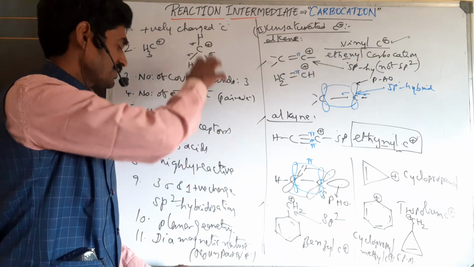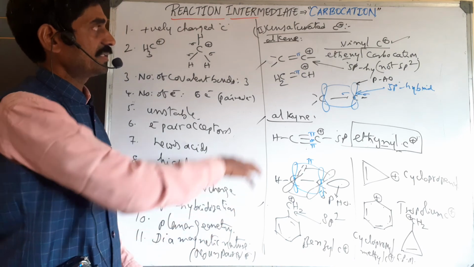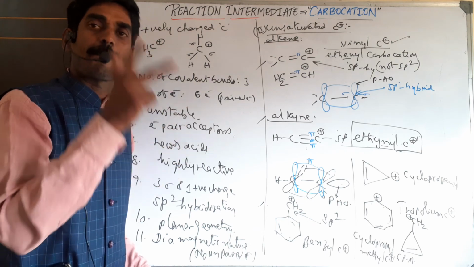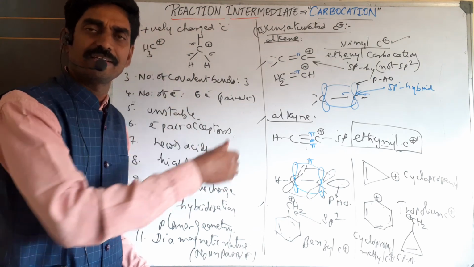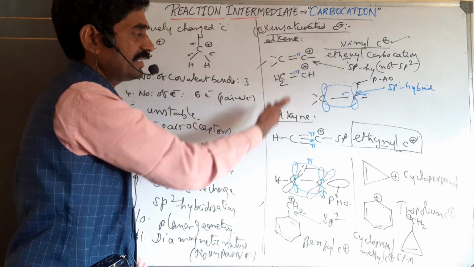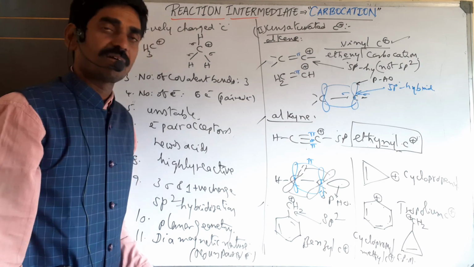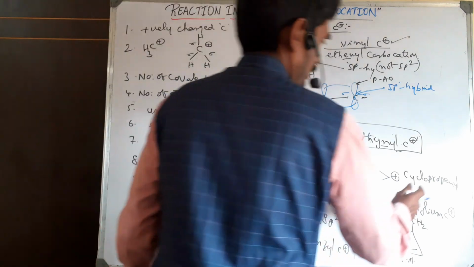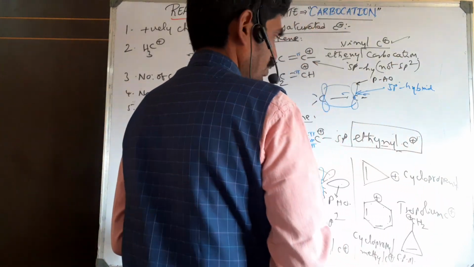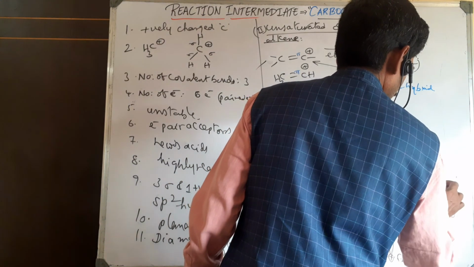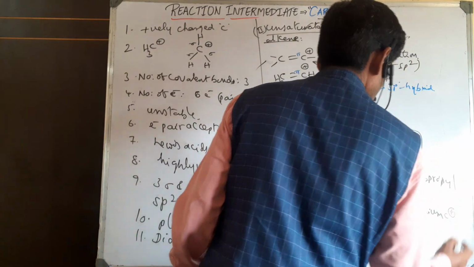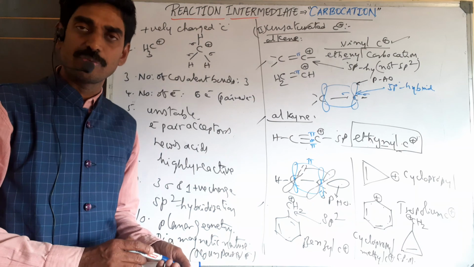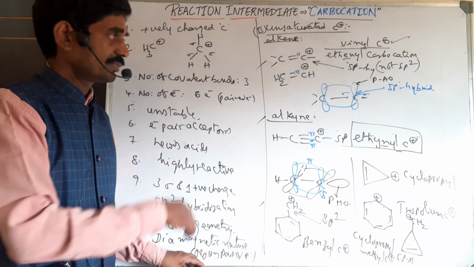So this is about the introduction, important properties and characteristics, and then different types of carbocations: methyl, ethyl, n-propyl, isopropyl, tertiary, and then unsaturated vinyl carbocation, ethynyl, and then benzyl carbocation, then cyclopropyl carbocation, then tropylium carbocation, and then CPM, cyclopropyl methyl carbocation. Is it fine now? I think you got all these concepts.